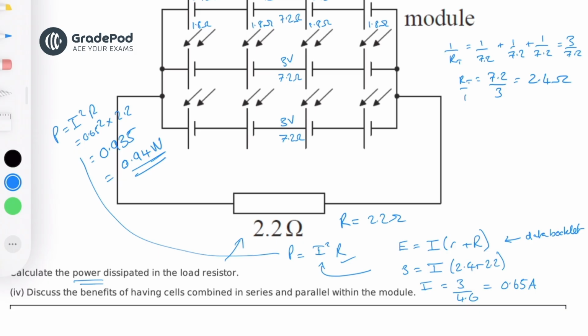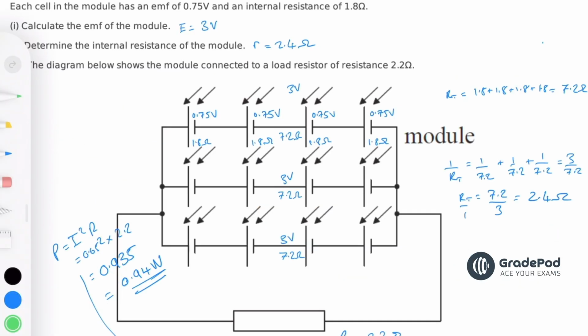Discuss the benefits of having cells combined in series and parallel within the module. Okay, so you can see that adding in series along here means that you can increase the value of the EMF. So you could keep adding 0.75, so you can make it a 6 volt module, or a 9 volt module, or a 10.5 volt module. So the reason it's in series is it means you can increase the value of the EMF.